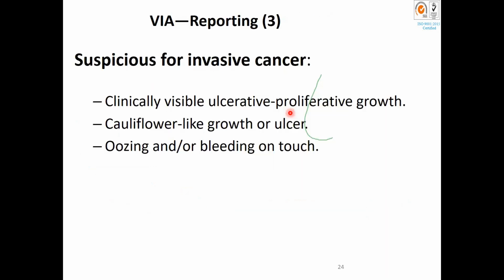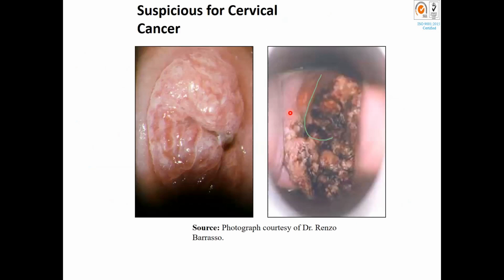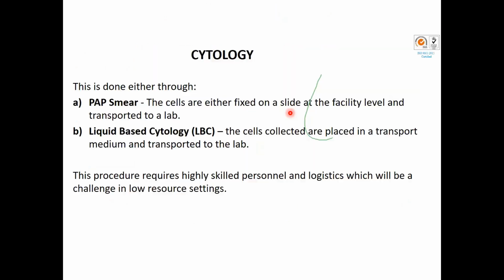So these are the characteristics of a suspicious invasive cancer. When you see this, you are supposed to say, yes, it is suspicious, but we are not supposed to report suspicious when we are not seeing such characteristics of the lesion. So those are the photos of a suspicious lesion. You can see there is an obvious mass, which is very fragile, cauliflower-like, and it can easily bleed on touch.